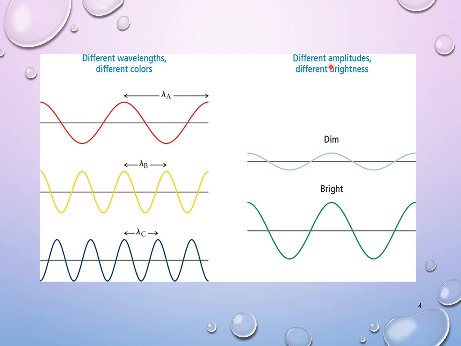Amplitudes, on the other hand: if you have a small amplitude, a short wave that's not tall, this would result in something dim, or if it's a sound, it would be very soft. And if it's a higher amplitude, it will be a brighter, darker color, or if it's a sound, you would hear a louder sound.